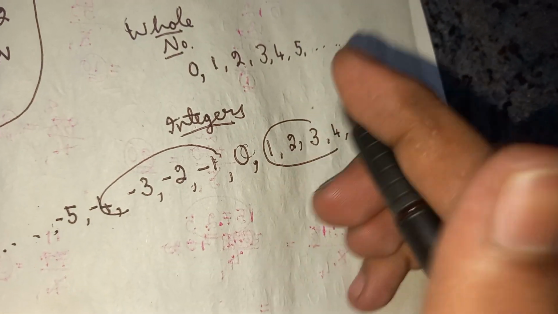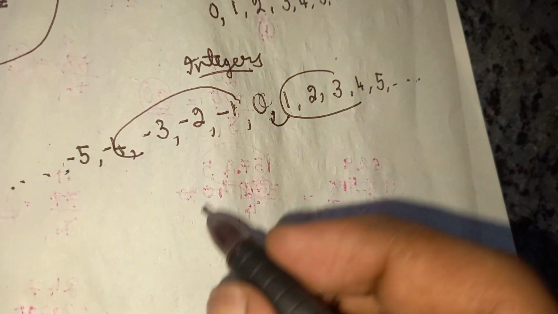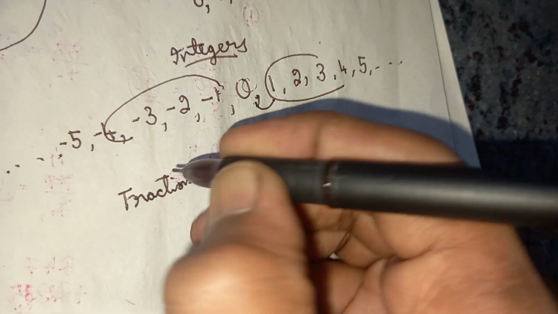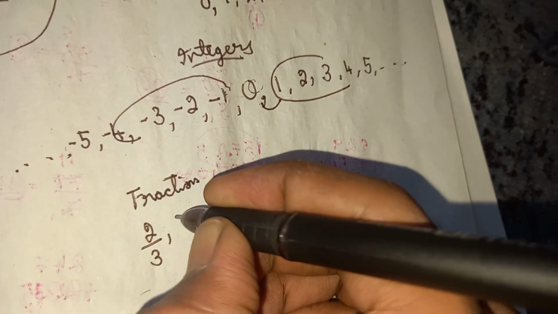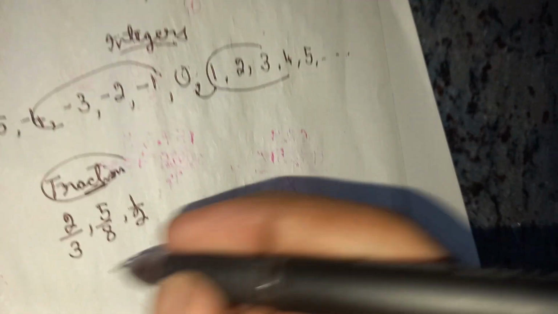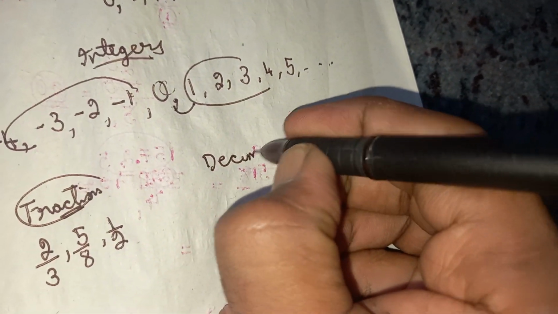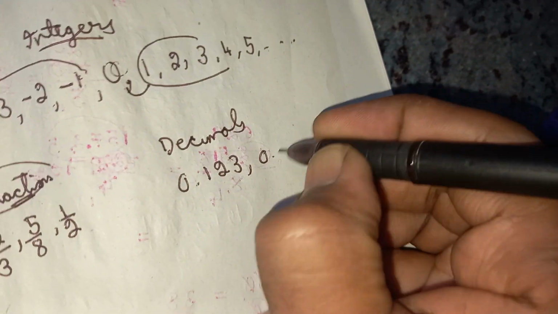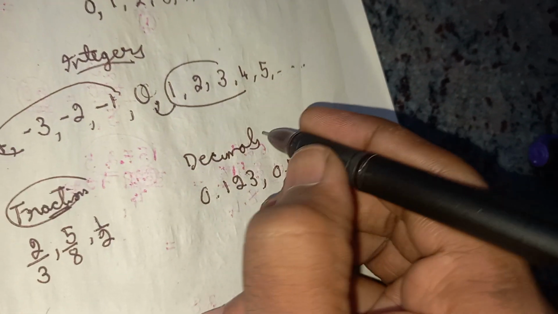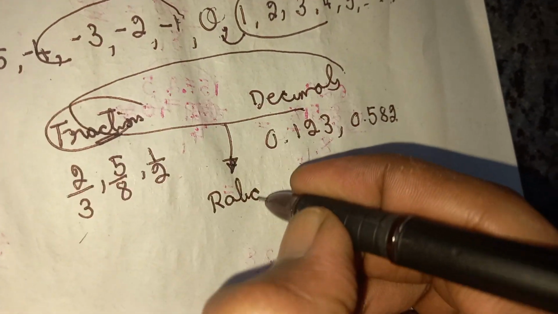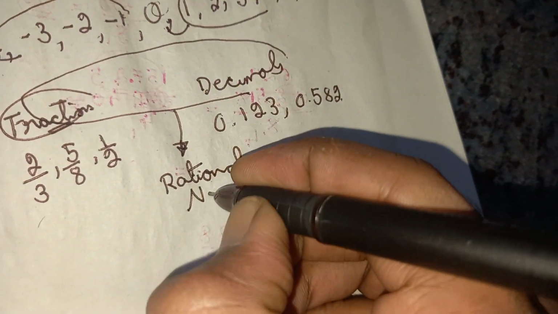And if you take any number between 0 and 1 and you keep on dividing numbers, it becomes fractions, or you can write that as decimals. Fractions are like 2 by 3, 5 by 8, 1 by 2, or anything; they are known as fractions. Decimals are written with points, like 0.123 or 0.582. Both fractions and decimals together are known as rational numbers. They come next after integers.